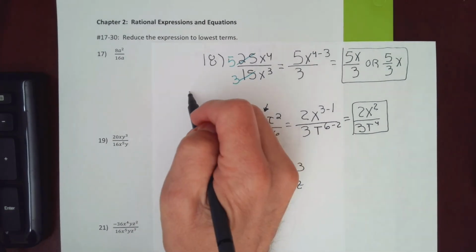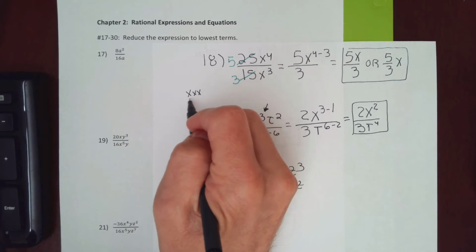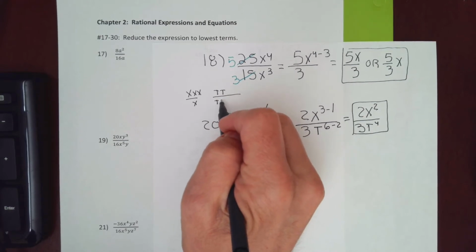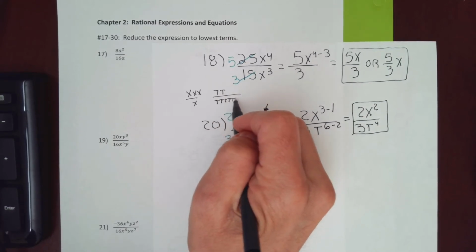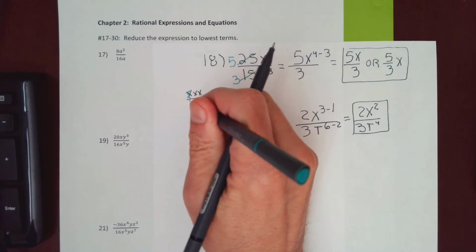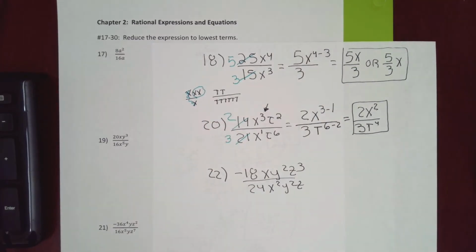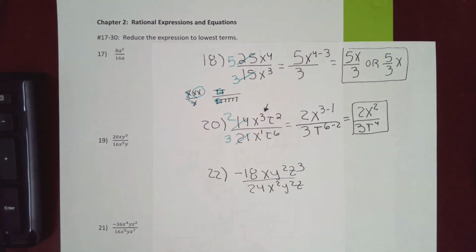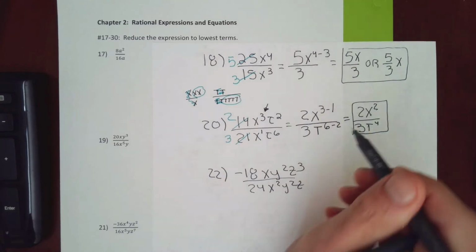If you forgot how to reduce the x cubed over x, or if you forgot how to reduce the t squared over t to the 6th, I can revert to changing the exponents into repeated multiplication. The x cubed over x, I can see that I'm left with an x squared in the numerator, because if I cancel the x in the denominator with one of the 3 x's in the numerator, I'm left with 2 x's, or x squared, in the numerator. Similarly, if I wrote 2 t's in the numerator for the t squared and 6 t's in the denominator for the t to the 6th, I can see that I'm left, when I cancel, with 4 t's in the denominator.